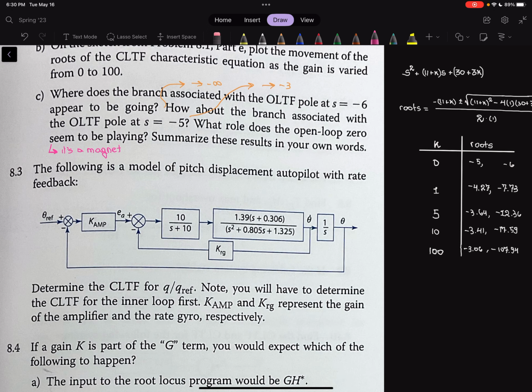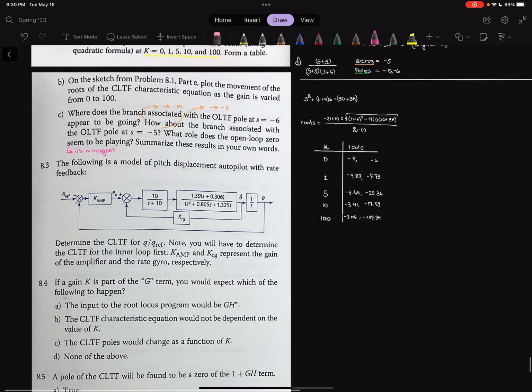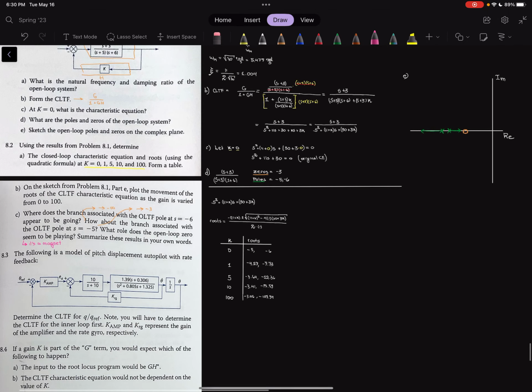Summarize these results in your own words. Okay, I hope this was clear, and I'll see you next time.